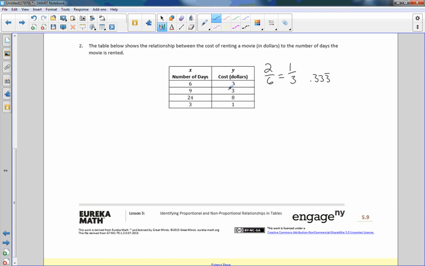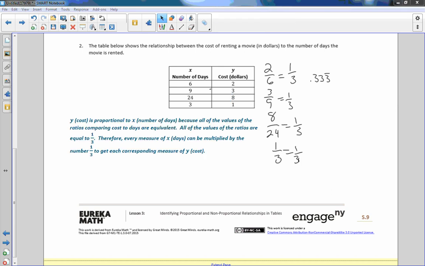3 divided by 9 is 1/3. 8 divided by 24 is 1/3. And 1 divided by 3 is obviously 1/3. So these are all 1/3. When we divided 2 by 6, 3 by 9, 8 by 24, and 1 by 3, they're all 1/3. Since they are all the same, then we have a proportional relationship.